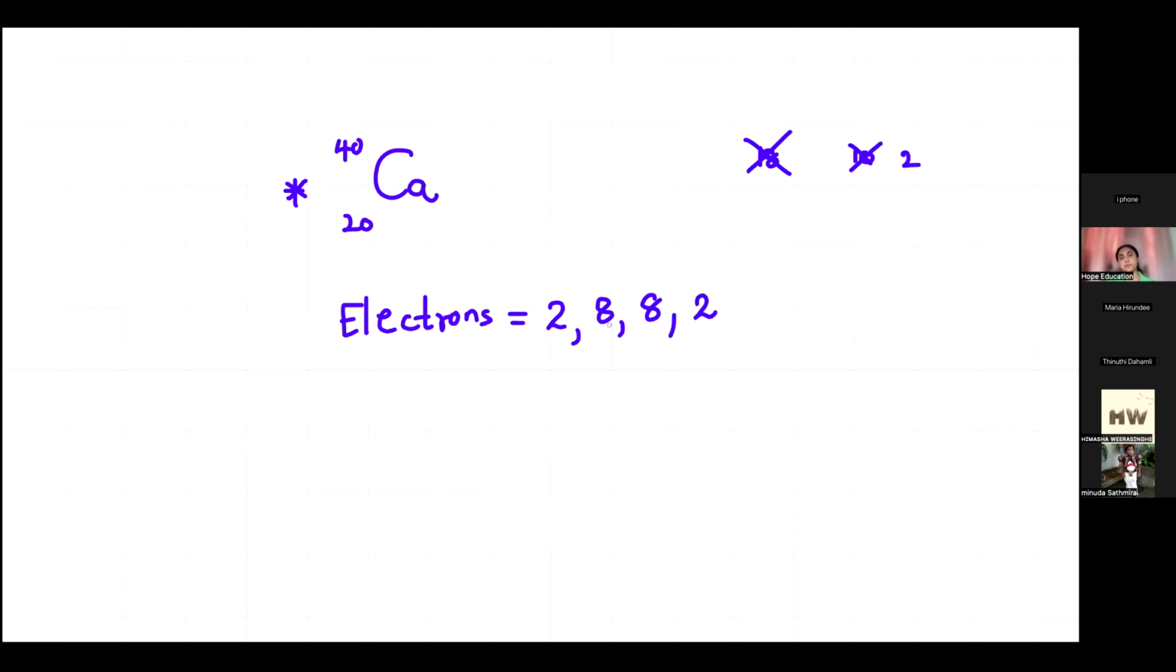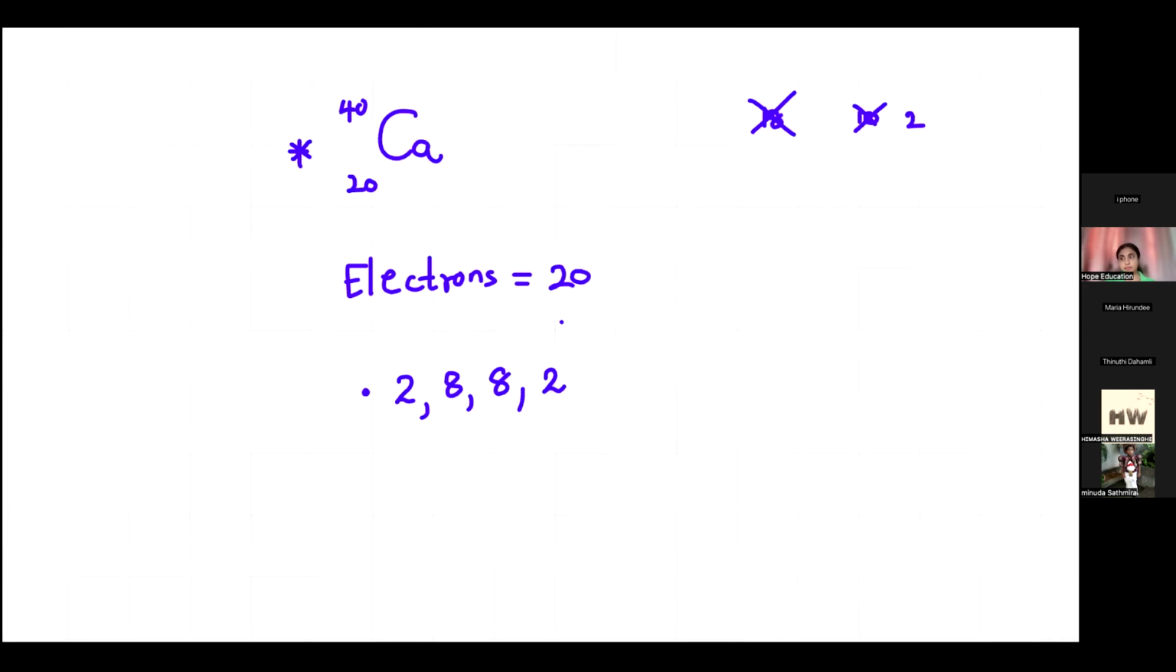2, 8, 8, 2. This is the electronic configuration, no? Electronic configuration. Number of electrons is 20. Is this clear? Again, give me a thumbs up.